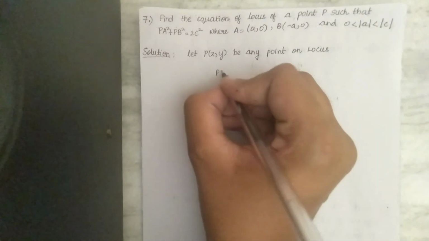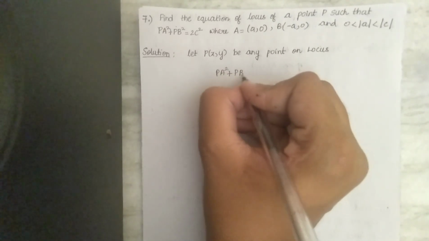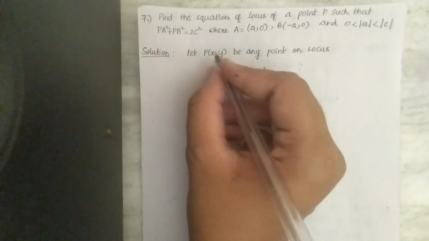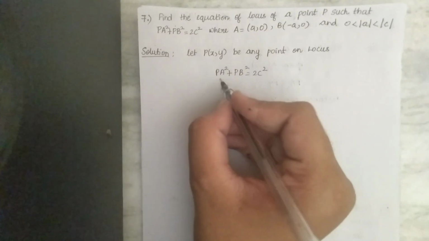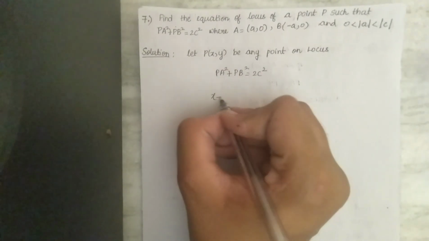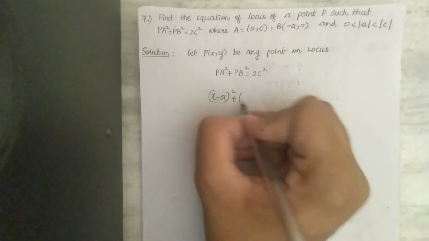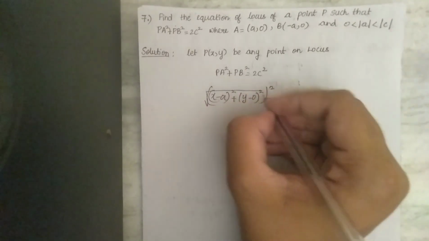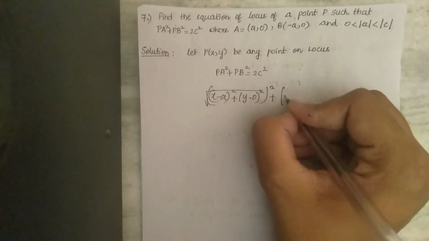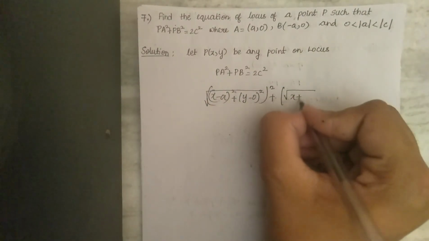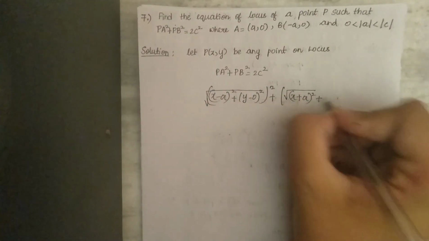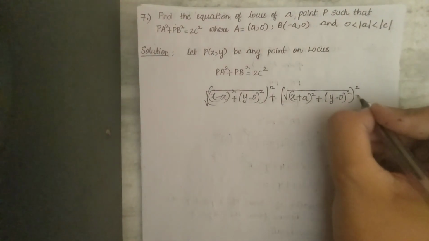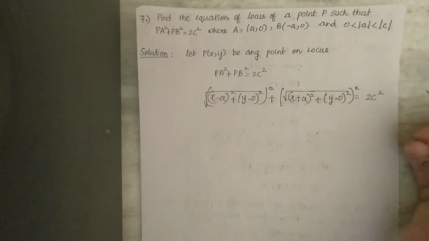So the given condition here is PA square plus PB square is equal to 2c square. Just substituting here is enough. So what is P? (x, y). What is A? (a, 0). So what is the distance from PA? (x minus a) whole square plus (y minus 0) whole square under root whole square plus distance from PB, (x plus a) whole square plus (y minus 0) whole square is equal to 2 into c square. C is nothing but a constant.